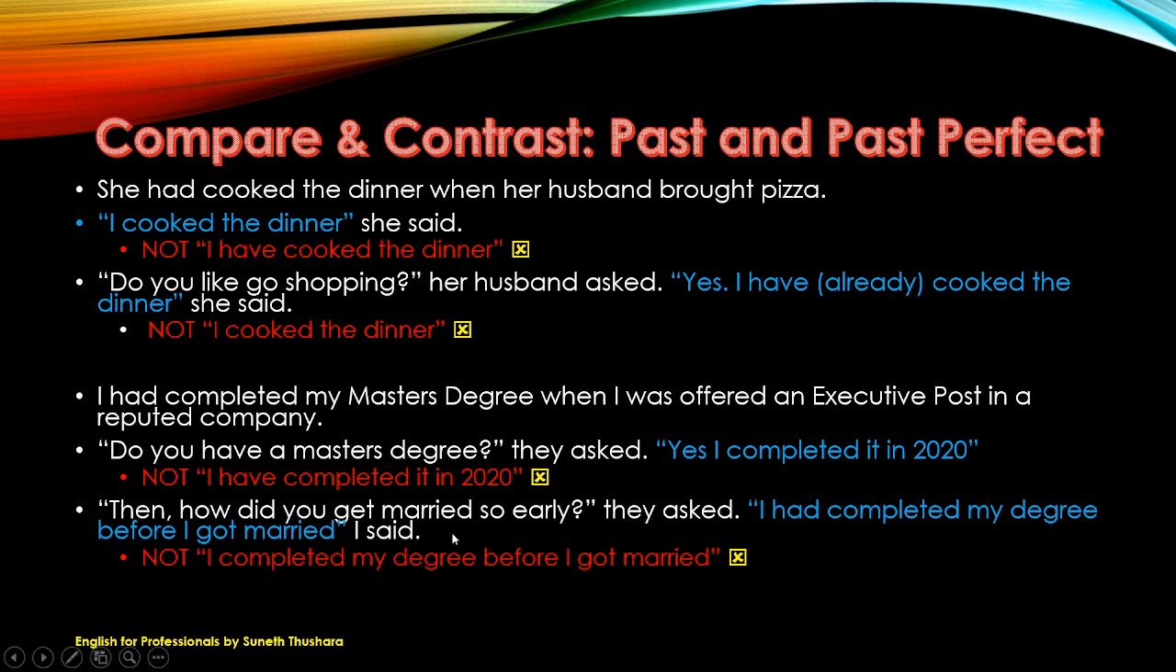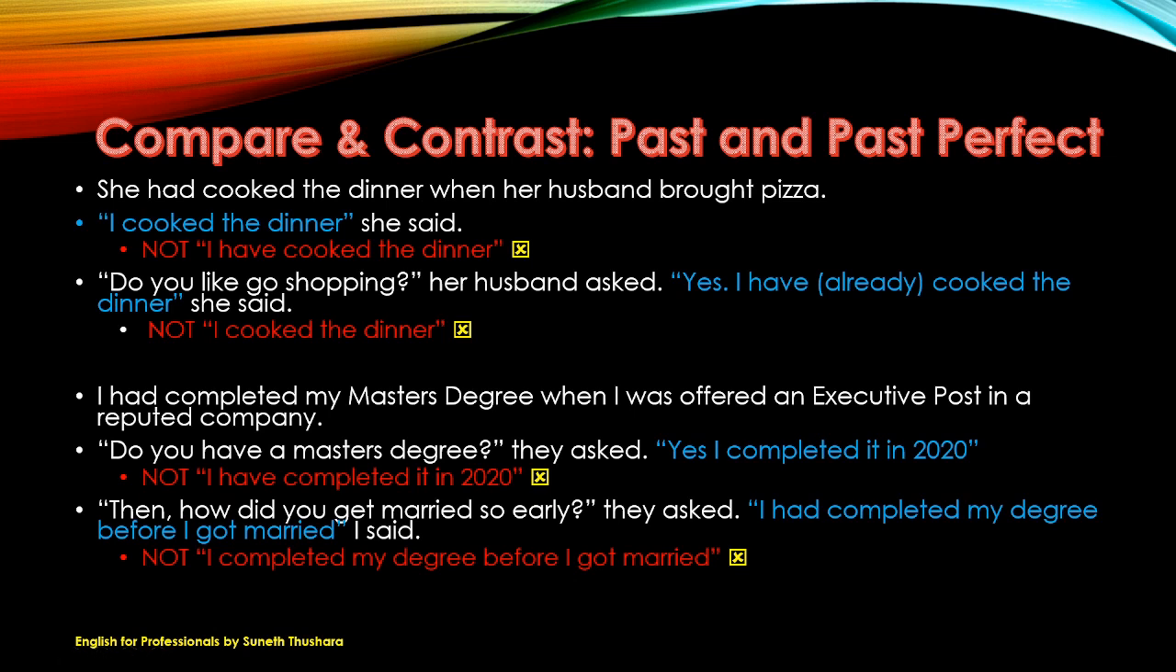Then the company asks, "How did you get married so early?" Then you answer, "I had completed my degree before I got married." So here are two actions, one completed before the other happened. I had completed my degree before I got married. You can't say "I completed my degree before I got married." It has no meaning.